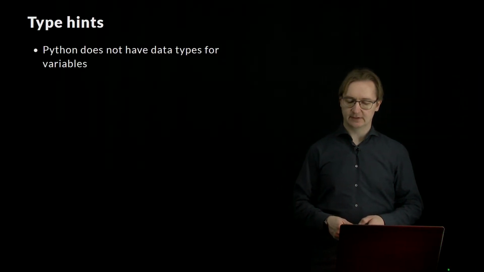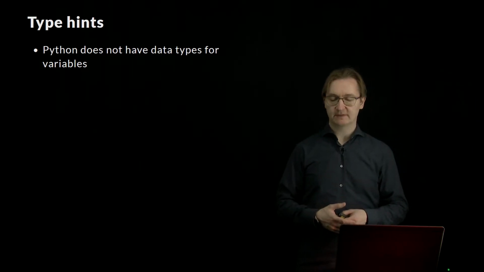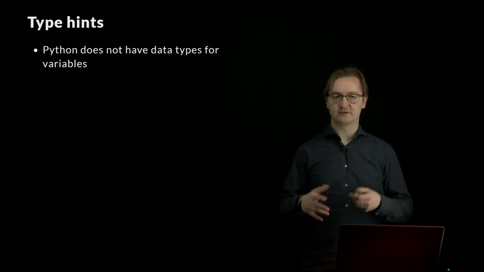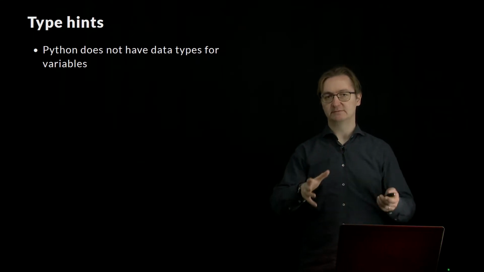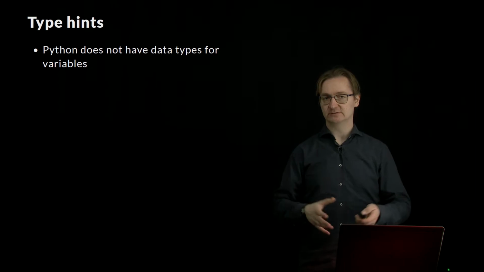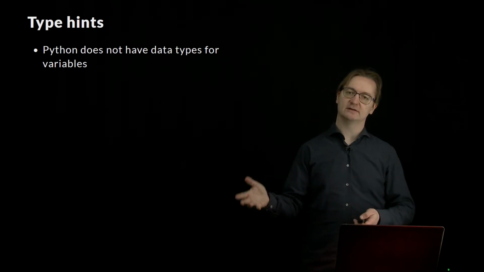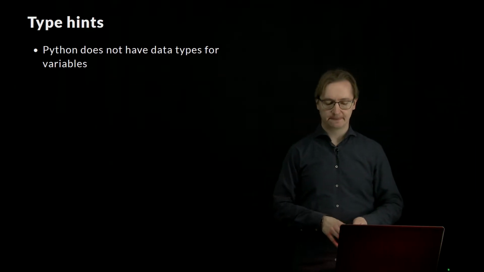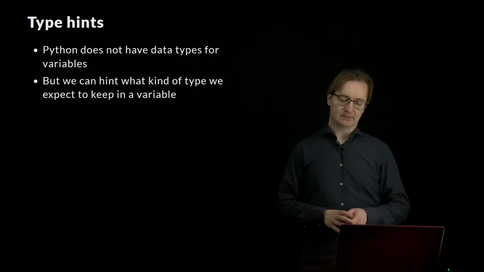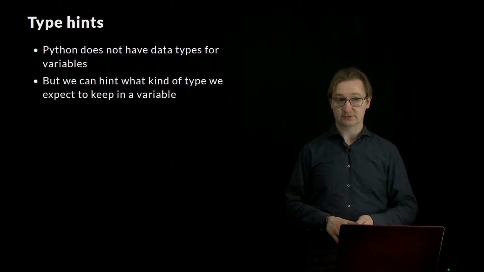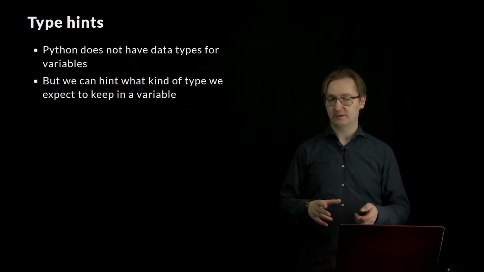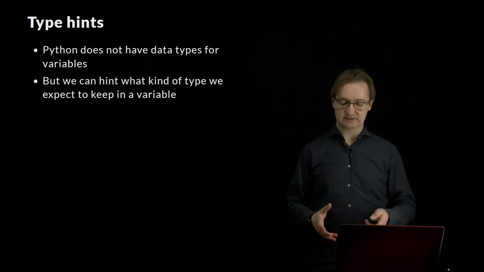Let's talk about type hints. As we have talked here, Python does not have data types for variables. So if I have a variable a, I can put whatever types of values there. I can put a string there, and later I can put an integer there, and so on. But from version 3.5 of Python, we can use type hints.